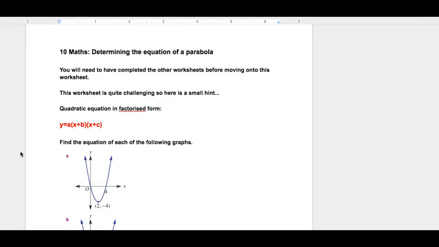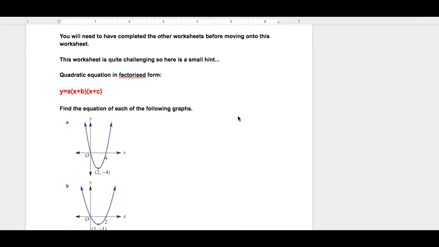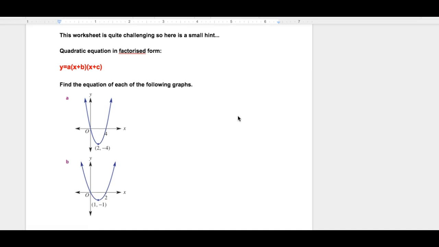All right, this worksheet is determining the equation of a parabola. So what you need to be able to do is not just draw a parabola given an equation, but also find an equation given a parabola. So you need to be able to do the two. So be able to go from a quadratic to a parabola and from a parabola to a quadratic. Okay, so that's basically what this worksheet is asking you to do.